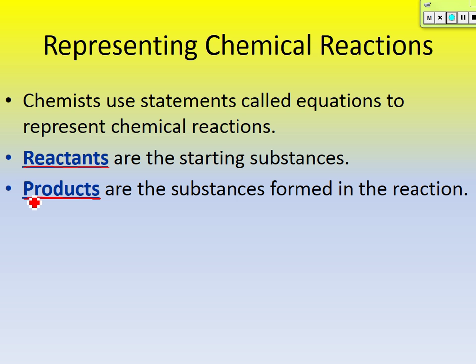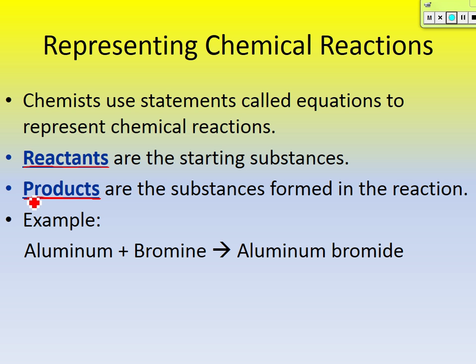They are the substances that are formed, the ending result of a chemical reaction. So here's an example, guys, of a chemical equation. We've got aluminum plus bromine, and then we have this arrow. And then it has aluminum bromide.